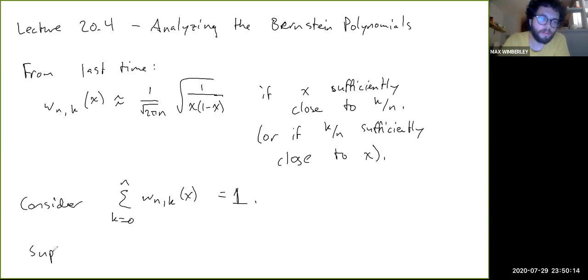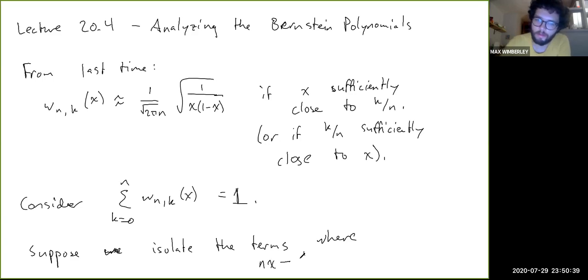So suppose we isolate the terms where nx minus 1/2 square root of 2 pi n square root of x times 1 minus x is less than or equal to k, less than or equal to nx plus 1/2 square root of 2 pi n square root of x times 1 minus x.